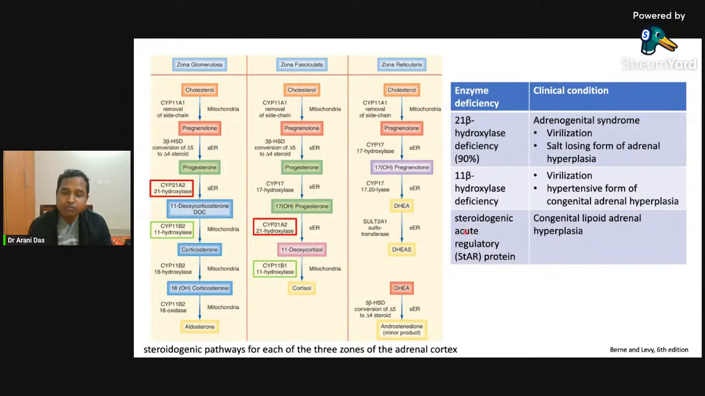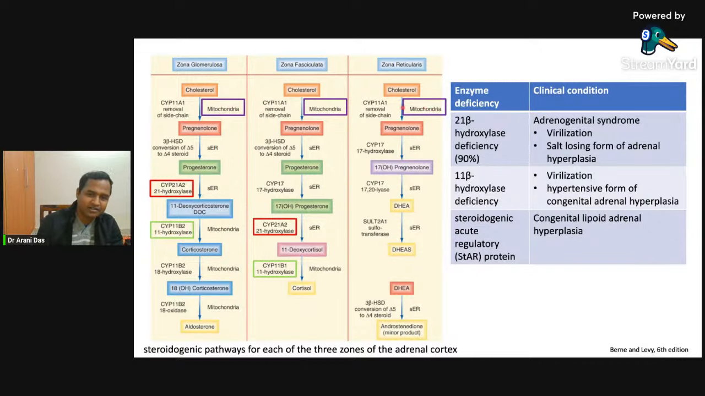There is another important protein which is called steroidogenic acute regulatory protein or STAR protein. Now STAR protein is present on the mitochondrial surface and is responsible for delivery of cholesterol from the outer mitochondrial surface to the inner mitochondrial surface, so that cholesterol can be changed to pregnenolone. Now, if this protein is deficient at the level of mitochondria, no steroid hormone can be produced because it is a preliminary step to produce pregnenolone.